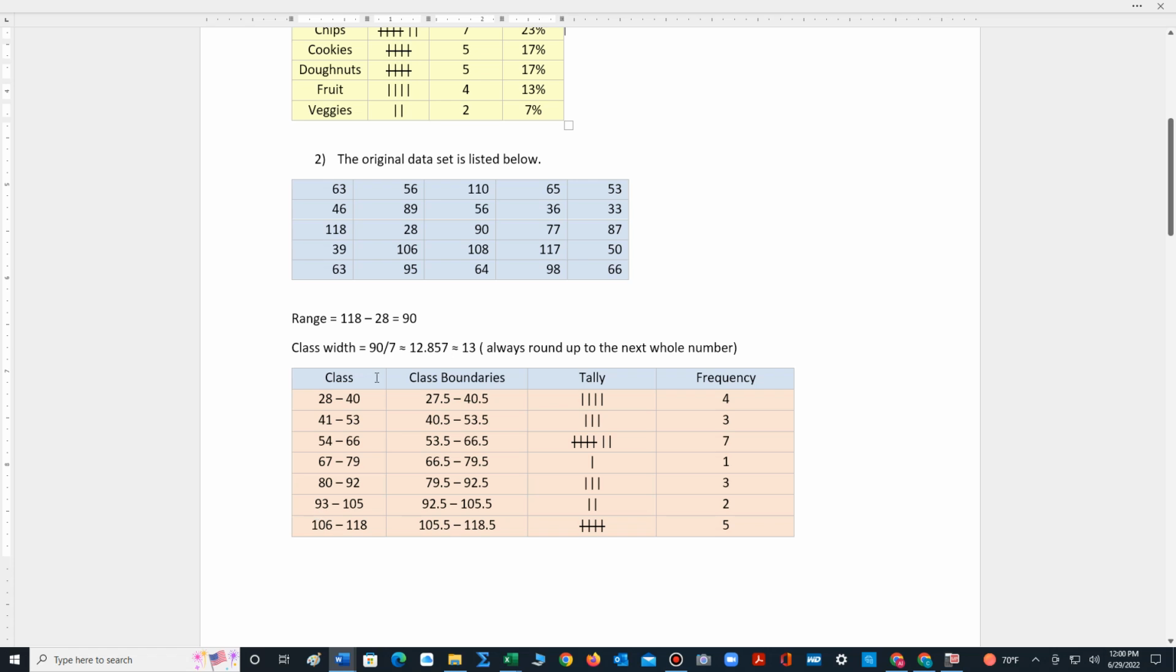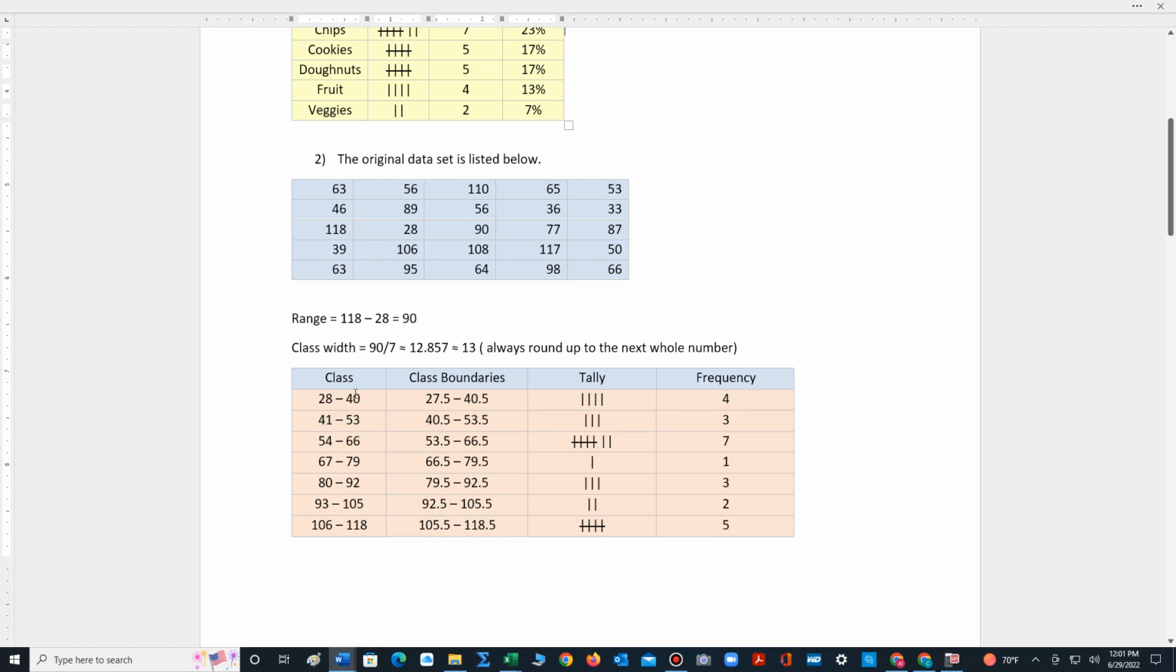When constructing our table, we need 4 columns. We need class, class boundaries, tally, frequency. When constructing the classes, we always begin with the lowest value. So the lowest value is 28, and then we add 13, so 13 plus 28 is 41. Always start with the lower limits first. 41 plus 13, 54. 54 plus 13, 67, and so on.